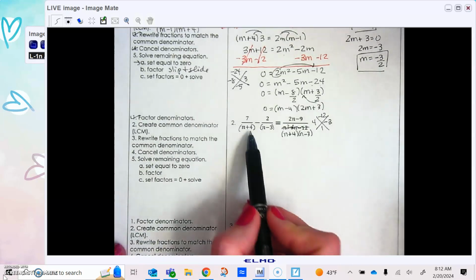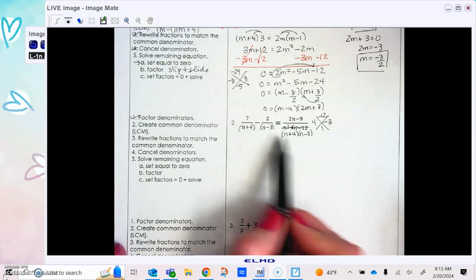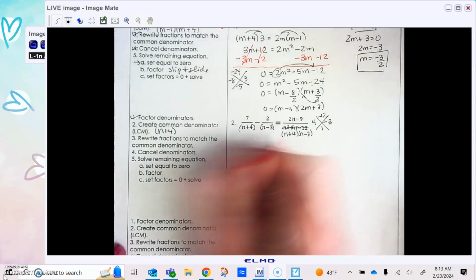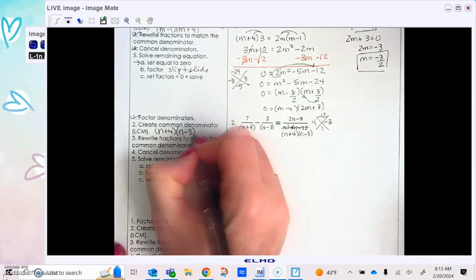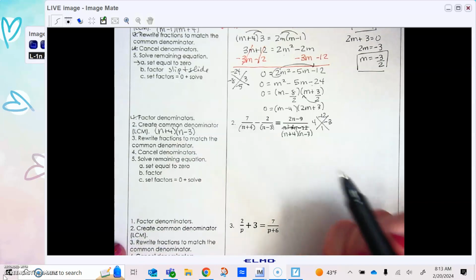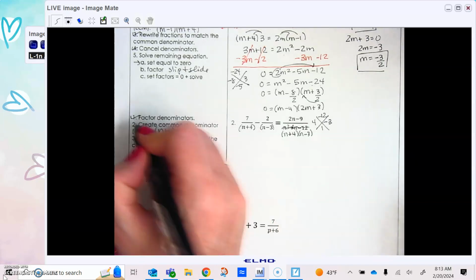The common denominator has each of these individual groups in it. So I need an n plus 4, I need an n minus 3. And this last one already has both of those, so I don't need to add them again. So this is my common denominator.